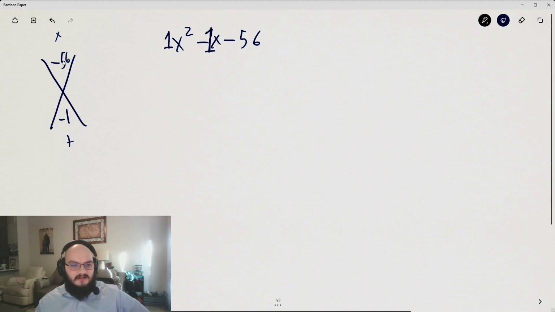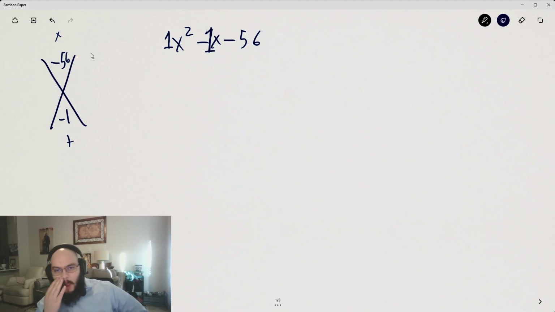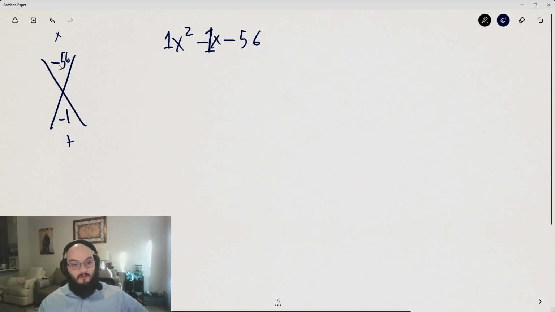Factors of 56. They need to be close together because when we're adding them together, we get negative 1. We also know that one of them is going to be positive, one of them is going to be negative, because when they multiply together, we get a negative. So one of them is positive, one of them is negative.